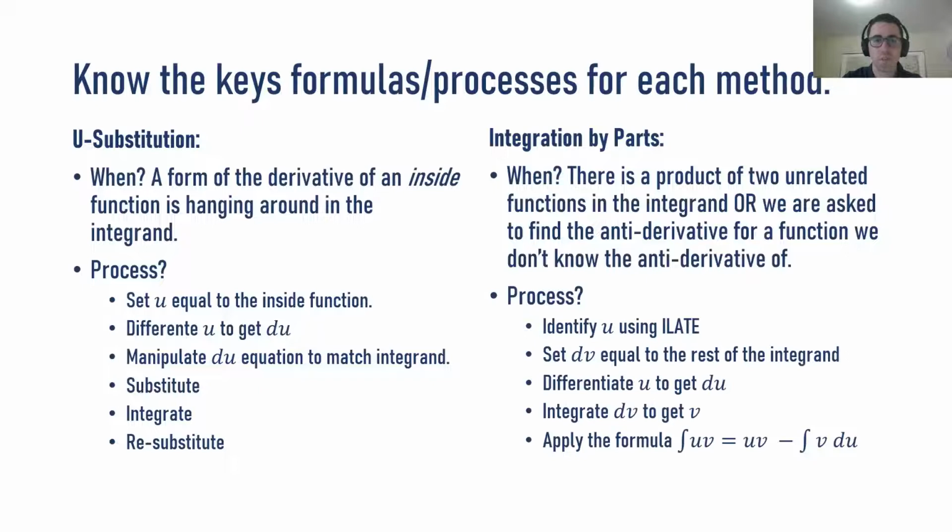In terms of integration by parts, our process is identify U using ILATE. I'll define that acronym on the next page. Set dv equal to the rest of the integrand, differentiate U to get du, integrate dv to get v, and then finally apply the formula: integral of u dv equals uv minus integral v du.